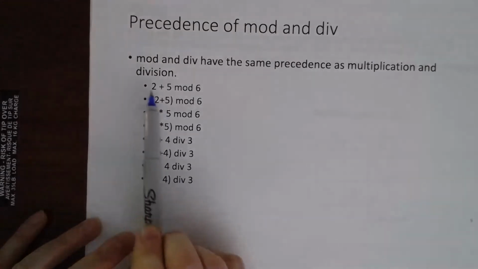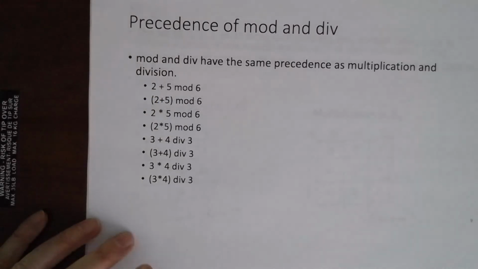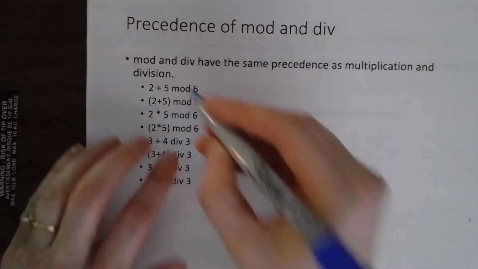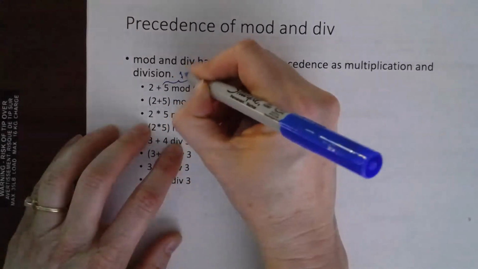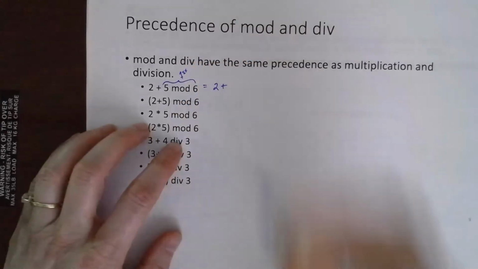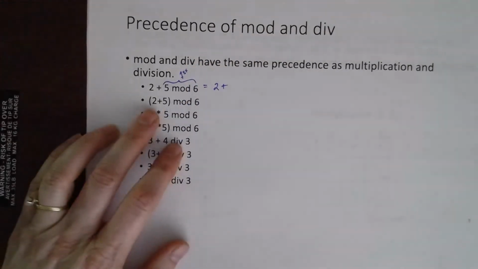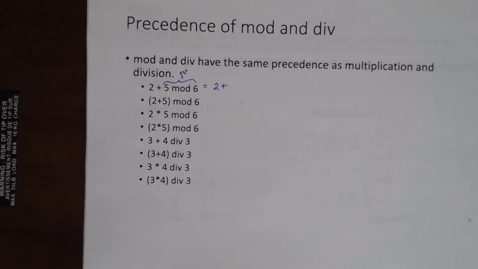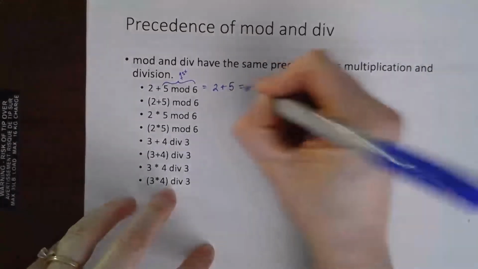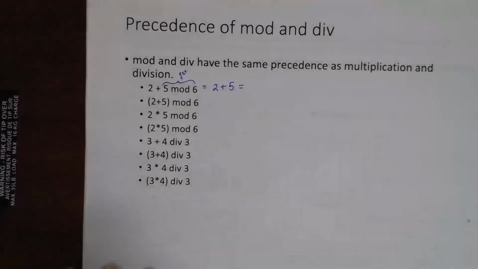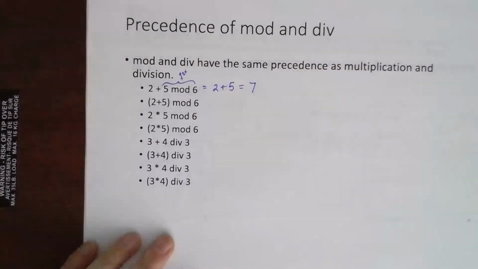All right, so if I have 2 plus 5 mod 6, what has the highest precedence? The mod. So 5 mod 6 is going to be done first. And so we're going to get 2 plus, and what is 5 mod 6? How many times does 6 go into 5? 0 times, with what remainder? 5. So that's going to be 2 plus 5, which is 7.